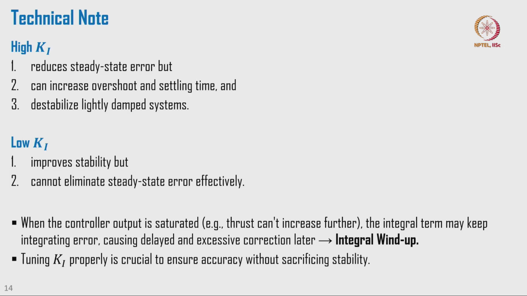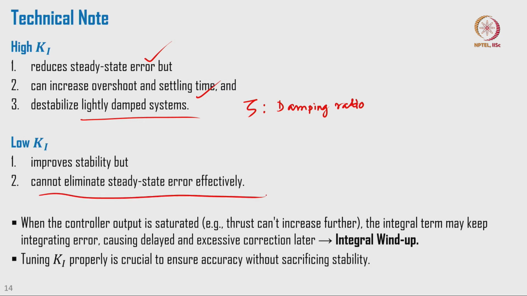To summarize, when we have high Ki, it reduces steady state error, very nice, but can increase overshoot and settling time, and sometimes it can destabilize a lightly damped system. I think as of now you know what a lightly damped system is, and you can remember the symbol zeta, which denotes the damping ratio. Now, when it is a low Ki, it might be advantageous for stability, because the oscillation will come down, but it cannot eliminate the steady state error effectively.